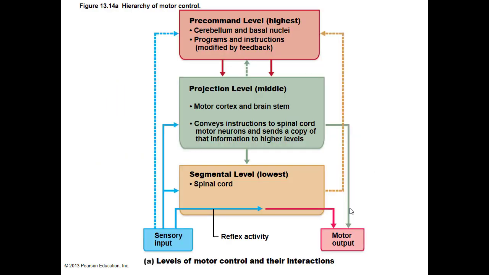Now, the sensory input, if it's going towards the spinal cord, it can go up in part of the brain stem, or it can go up all the way into the brain itself. Information will leave the spinal cord, it will leave the brain, it will leave the brain stem, and all leave out through one of those motor nerves.